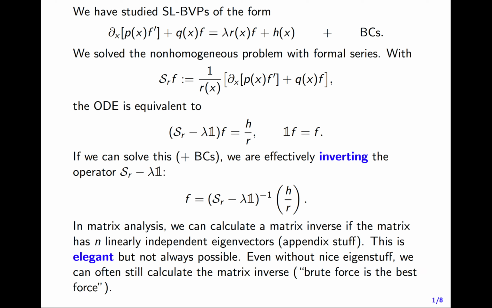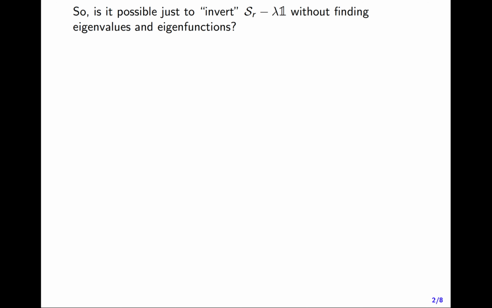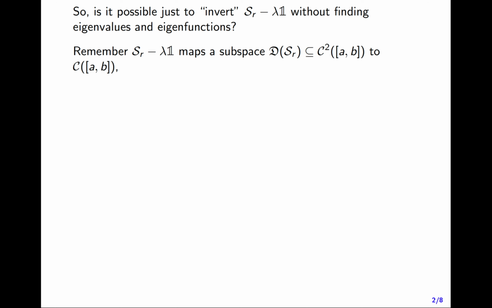And so we might ask ourselves, can we do what we did before without using eigenseries? Can we solve boundary value problems without necessarily calculating all the eigenvalues, finding the corresponding eigenfunctions, and writing that series? To say nothing of whether or not the series actually converges. And the answer is yes, we can, if we think from a different point of view. So can we invert this operator S_R minus lambda identity? What would this really mean? What are we looking for here?